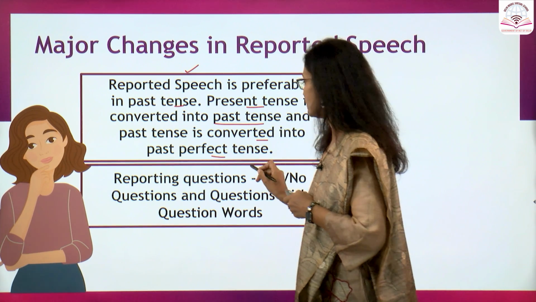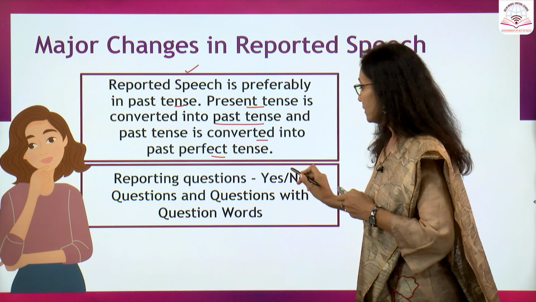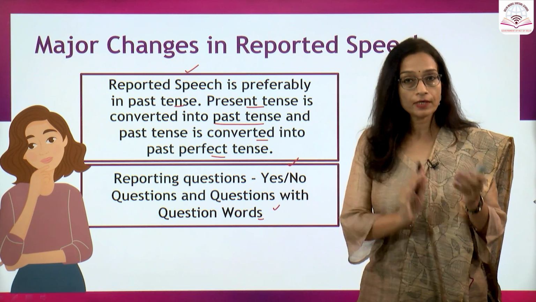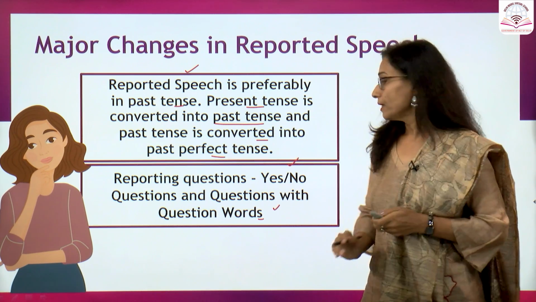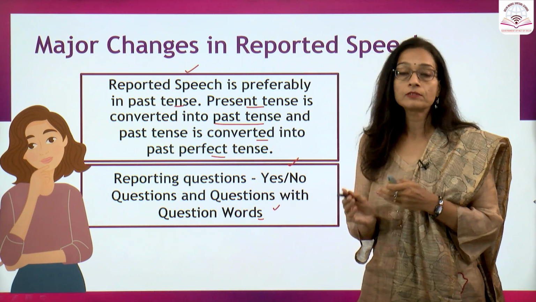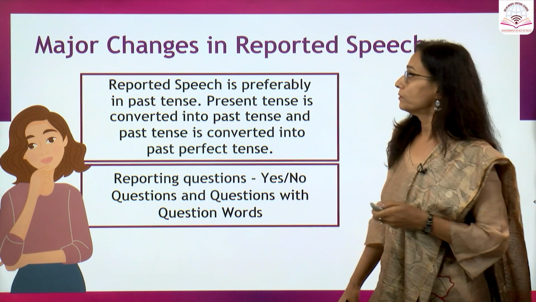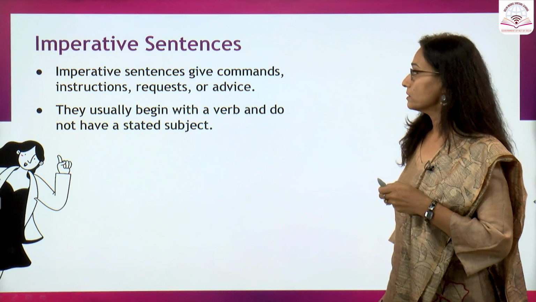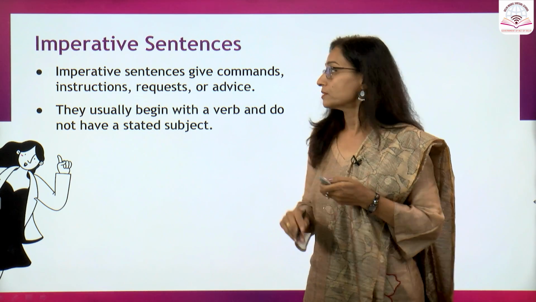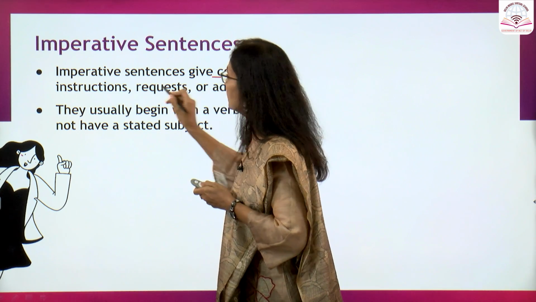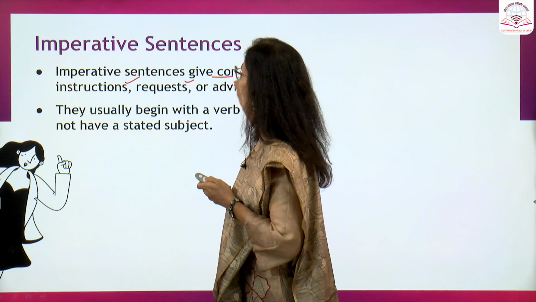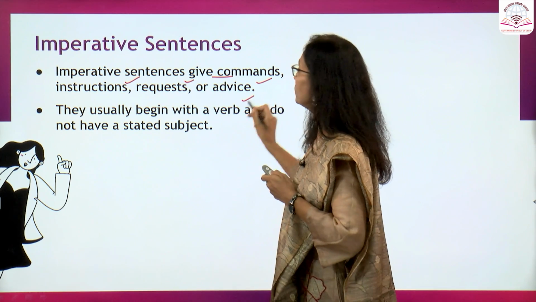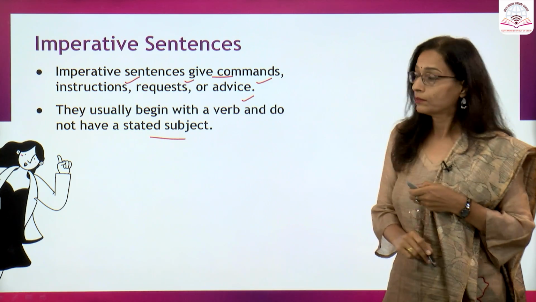Talking about the questions, they can be of two types, yes-no questions and questions with question words. In case of yes-no questions, we use if. In case of questions with question words, we use the question word itself. Now, our today's topic is imperative sentences. What are imperative sentences? Imperative sentences give us commands, instructions, requests or advice. They usually begin with a verb and do not have a stated subject.